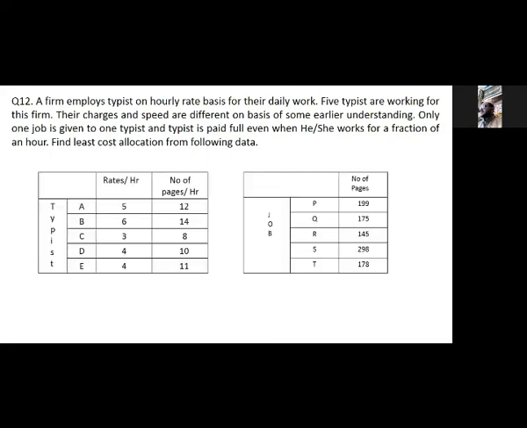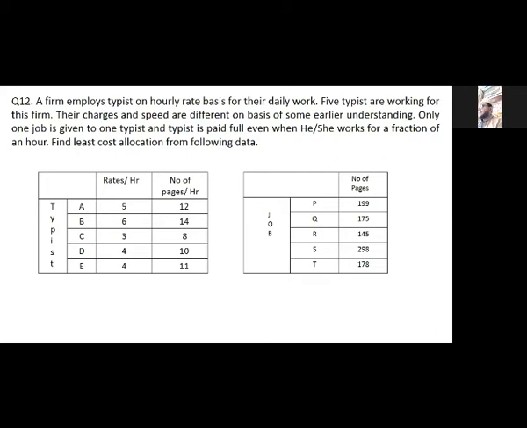So this is the question which is given: typists A, B, C, D, rates per hour, number of pages per hour, and the total number of pages the job has. Now relating it to the example which I asked Basit, I gave Basit an example that there is a book of 200 pages. So now correlate this. Here there is a job P which has 199 pages.